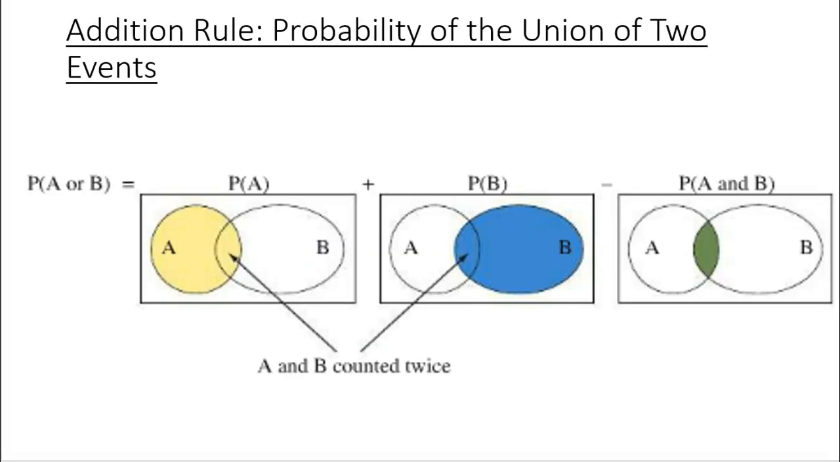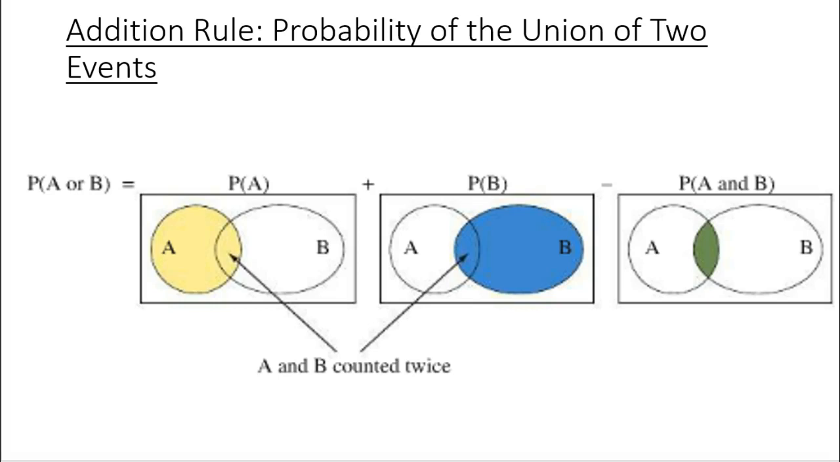Next, we'll talk about calculating probabilities. We have the addition rule, which is the probability of the union of 2 events. For the union of 2 events, the probability of A or B is equal to the probability of A plus the probability of B minus the probability of A and B. Notice that if the events are disjoint, the probability of A and B is equal to 0, so we just have the probability of A plus the probability of B.